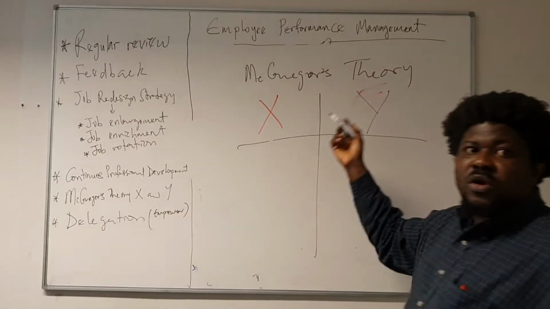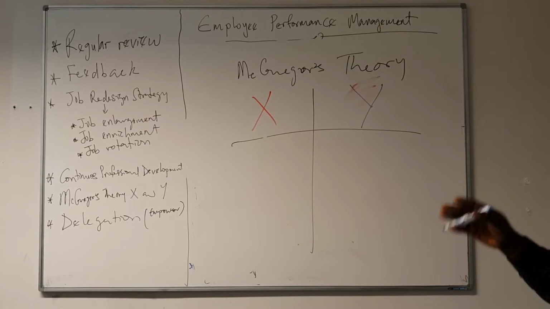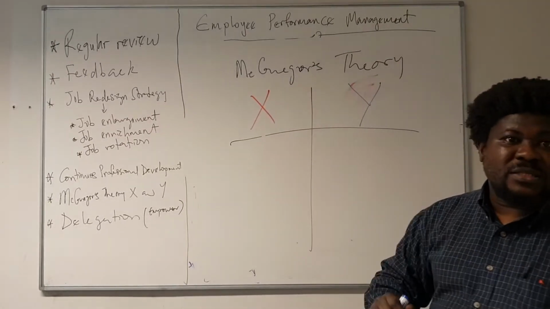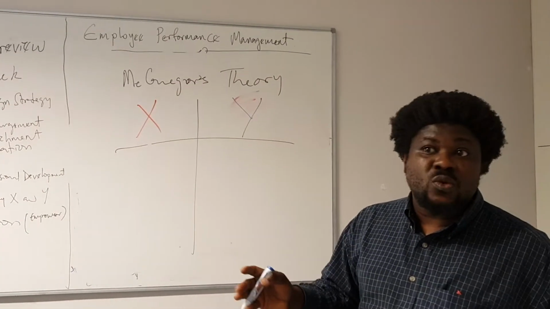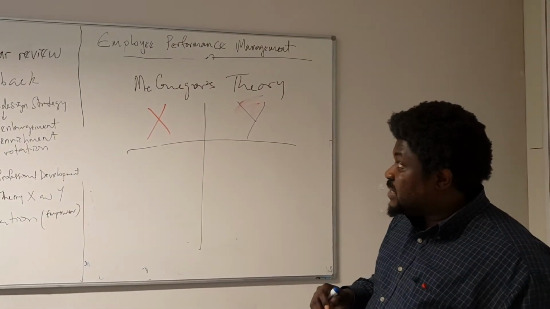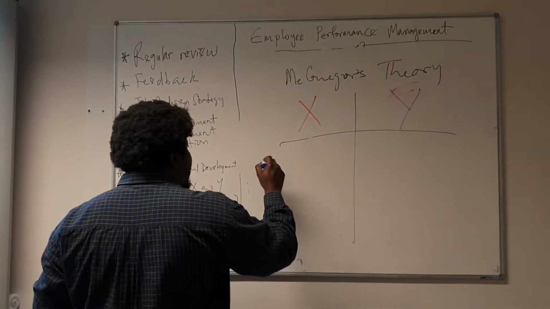Theory X and Y from Douglas McGregor. And this theory can also help to improve employee performance. This theory can also help to motivate employees at work. McGregor states that, or proposes that, the theory X workers are kind of lazy workers.